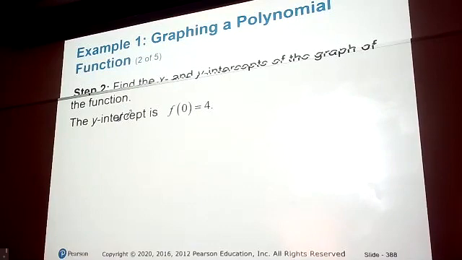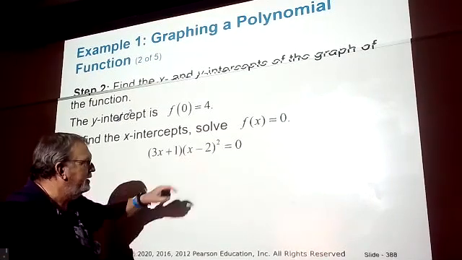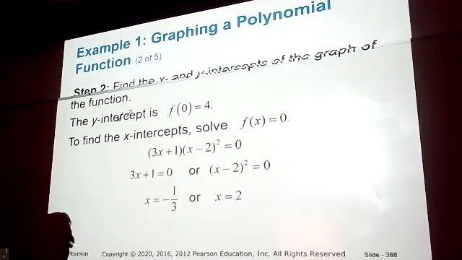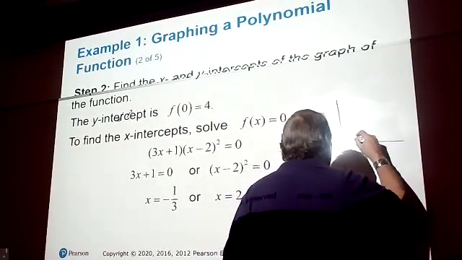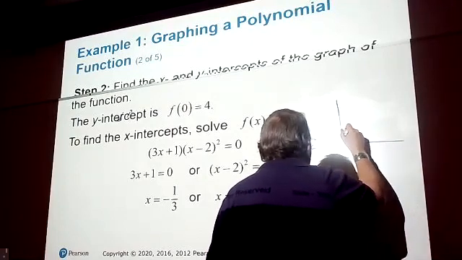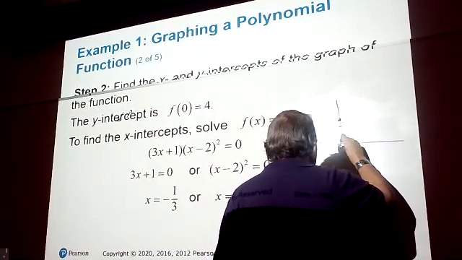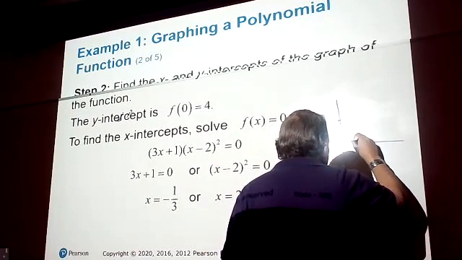So putting 0 in for x, you get 4, so that's the y-intercept. Setting each of the factors equal to 0 gives us x equals 1/3, negative 1/3, or 2. So right now I have 3 points I can graph. I can graph 4 on the y-axis, a negative 1/3 on the x-axis, and a positive 2 on the x-axis.